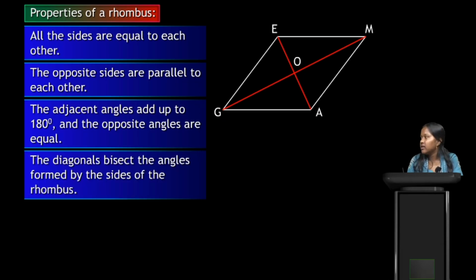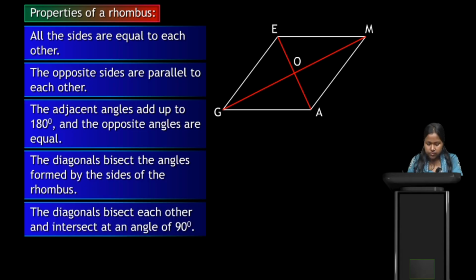The diagonals bisect the angle formed by the sides of the rhombus. This one just now we saw. The diagonals bisect each other and intersect at an angle of 90 degrees. Just now we proved, right?